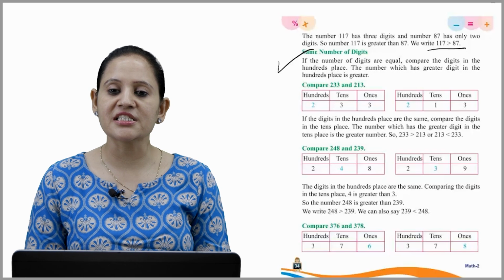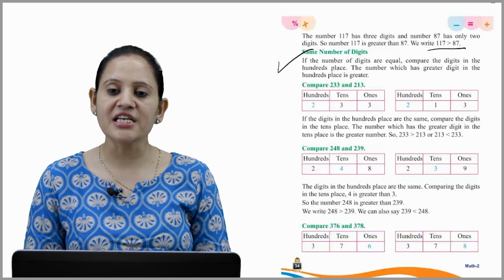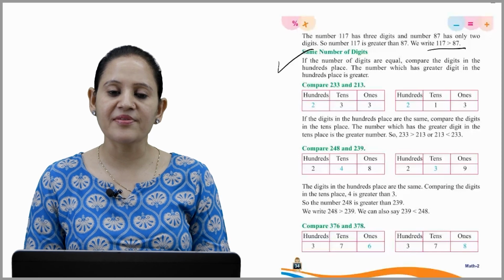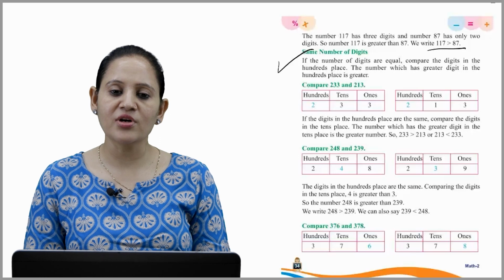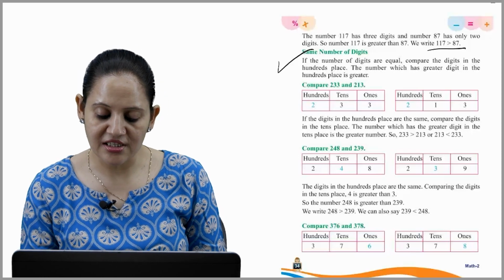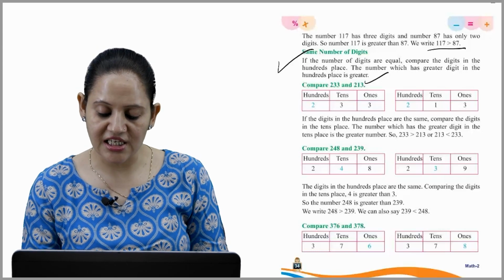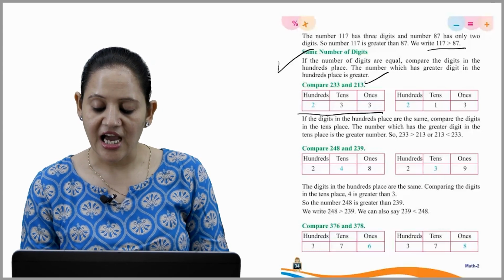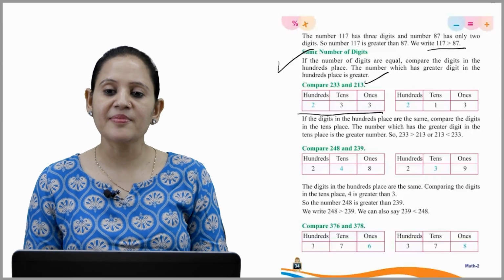If the number of digits are the same, then how will we compare? If the number of digits are equal, compare the digit in the 100 place. The number which has the greater digit in the 100 place will be greater. For example, compare 233 and 213. So 233 और 213 को compare करना है. 233 को इस तरीके से हम प्लेस वैल्यू चार्ट में लिखेंगे and 213 like this. Clear?